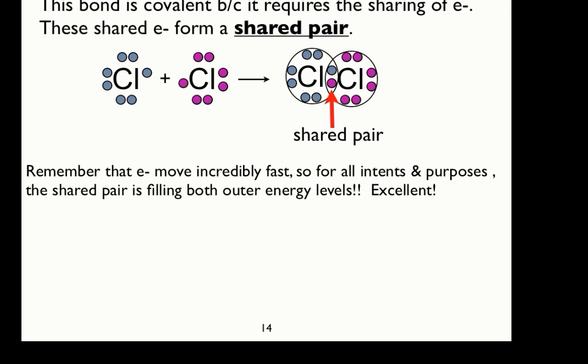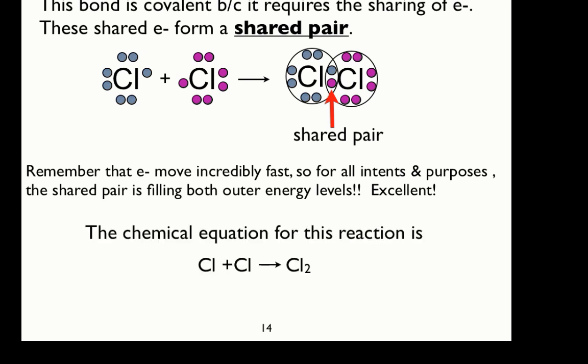It's kind of cool. In terms of writing chemical equations, we have one chlorine plus another chlorine, and it yields not two separate chlorines, but two chlorine atoms bonded together. And that's where that 2 comes from, because there are two separate atoms that are now bonded together.